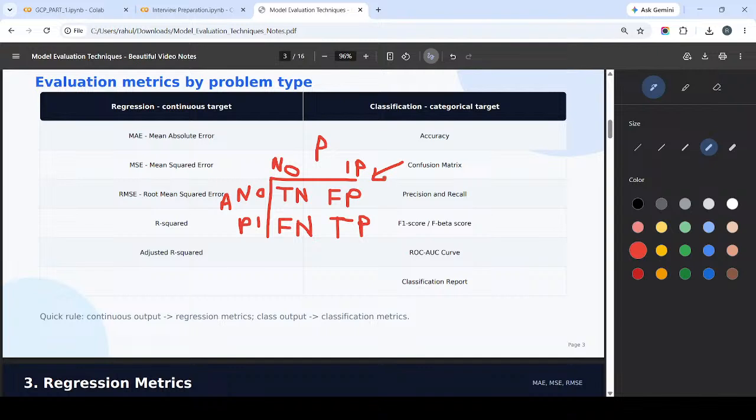Here we have type 1 and type 2 errors. This false positive is known as a type 1 error, and this false negative is known as a type 2 error.